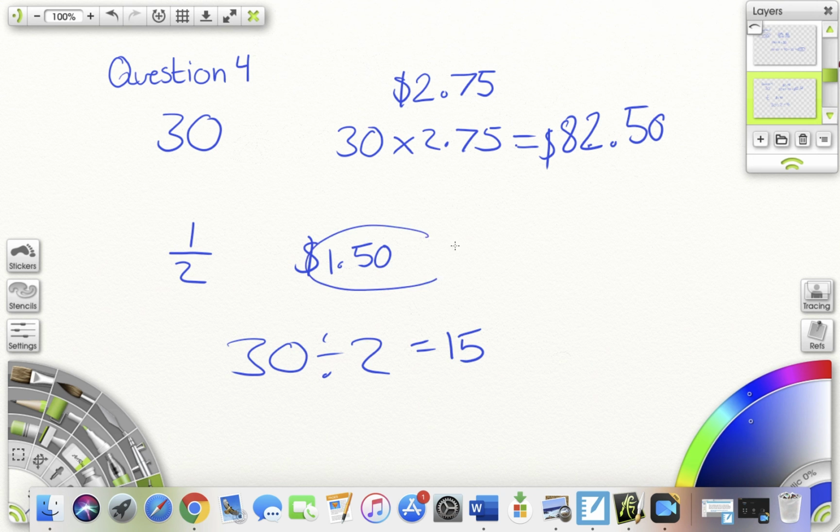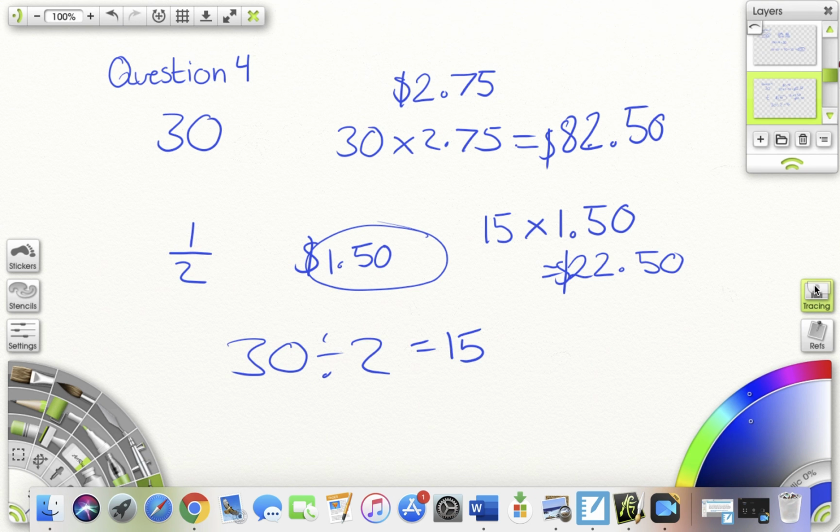So now I have to figure out how much money they made from the programs. So 15 people bought a program at $1.50 each. 15 times $1.50 equals $22.50. So they made $22.50 from the programs and $82.50 from the ticket sales.